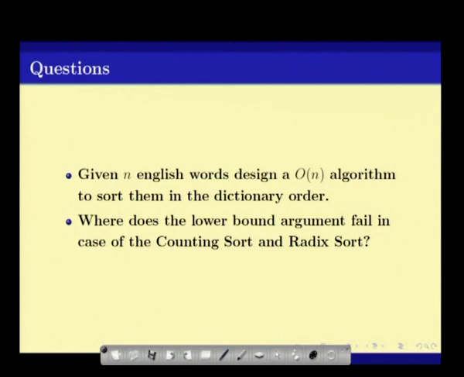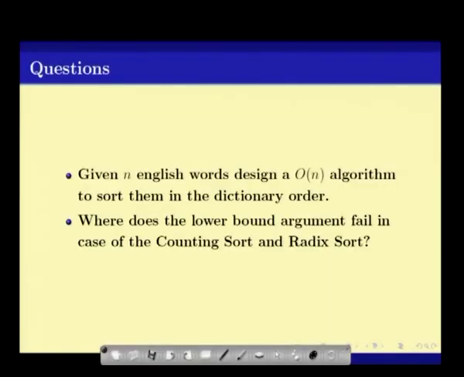Here are some questions that I would like you to go back and think about. If I give you n English words, can you design an order n algorithm to sort them in dictionary order? It is a very natural question that comes up again and again in real life. Of course, one can come up with an order n log n algorithm, because merge sort and heap sort will sort it in order n log n. Can you get an order n algorithm?